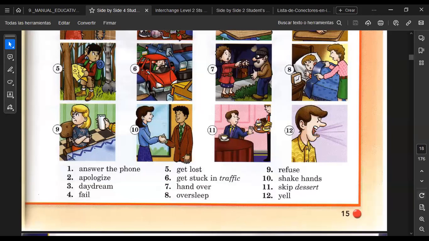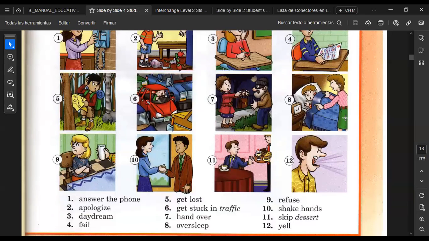Yeah, sure. The number 5, get lost. 6, get stuck in traffic. 7, hangover. And 8, oversleep. Yes, thank you so much. Maritza, ¿nos puede ayudar? Can you help us with the number 9 to 12? Okay, yes, teacher. Excellent, Maritza. Refuse. Excellent. Shake hands. Skip dessert.